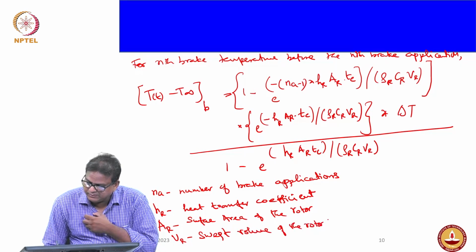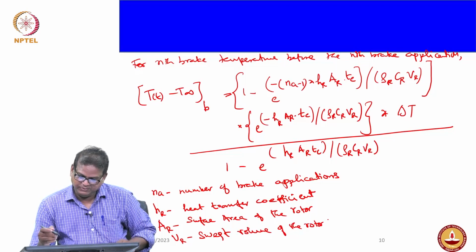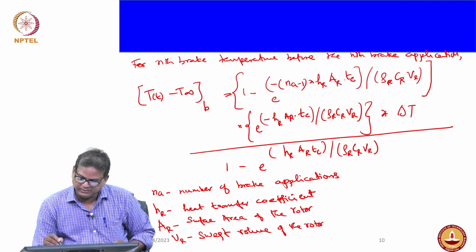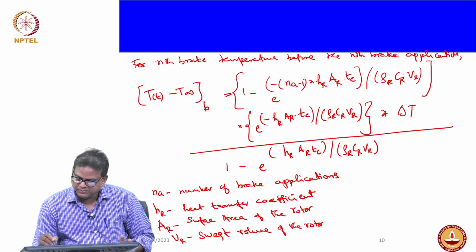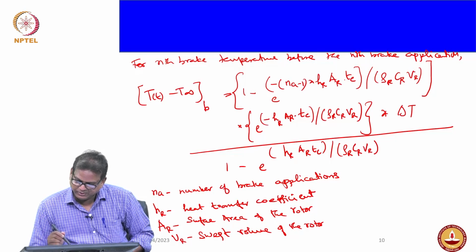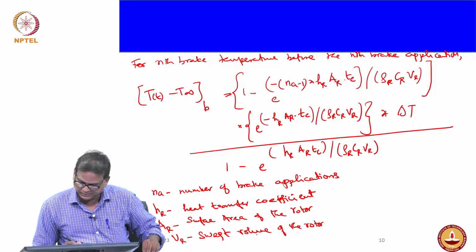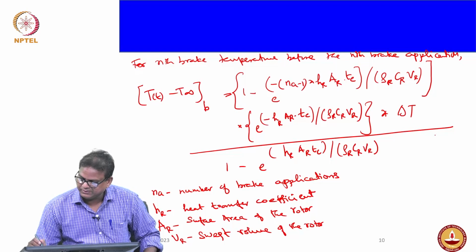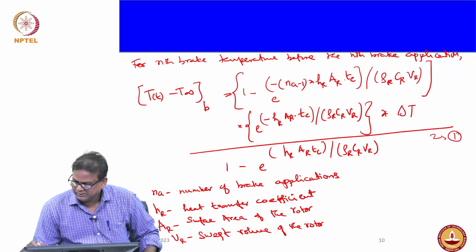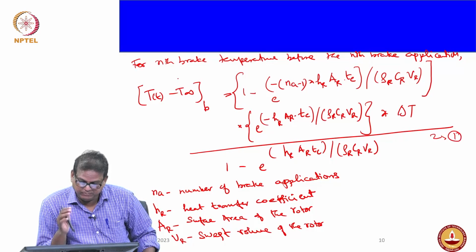Any other term are we missing here? We know HR, we know AR, TC is the cooling time, rho C are all known to you. Just a new term, we have volume. I think volume we have, and H we have already discussed. So this is equation number 1. This is before the nth break.